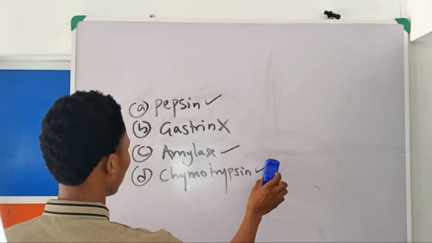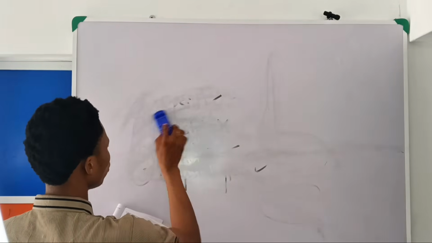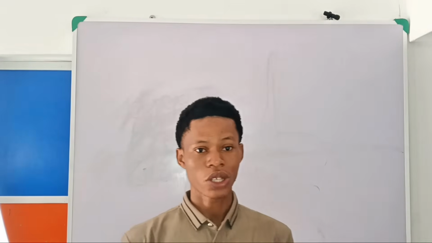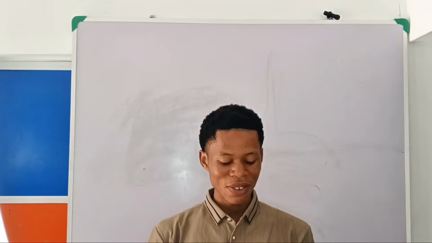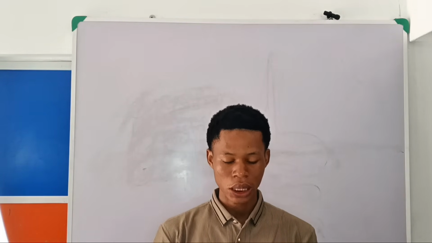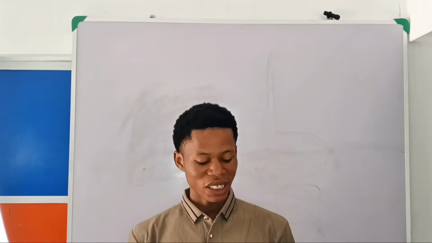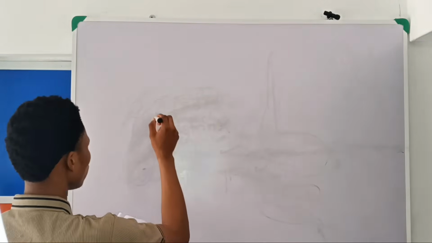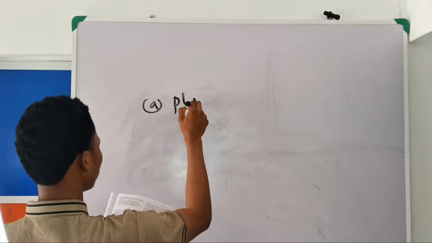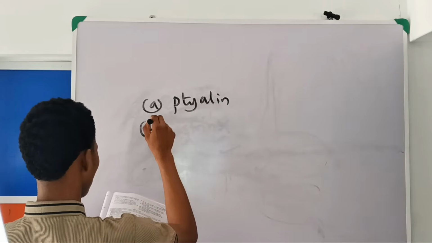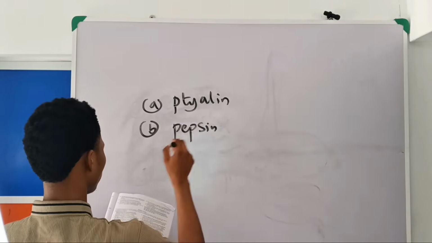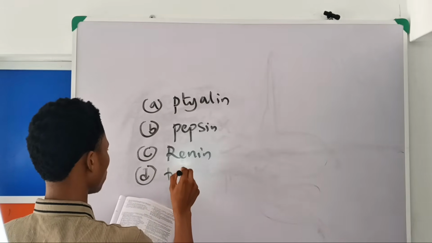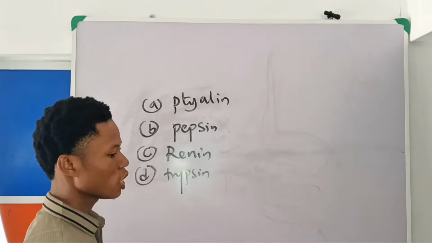Now the next question, question 3. These questions are constantly repeated, so please take notes. The digestive enzyme that coagulates proteins in milk is dash. A says thiolin, B says pepsin, C says renin, and D says trypsin.